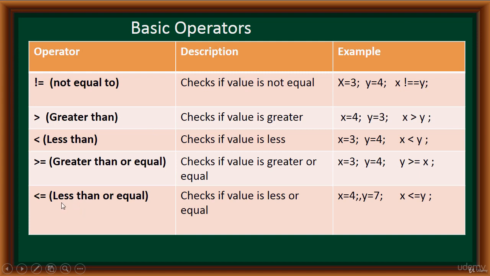This is the reverse. If I want to check if a variable is less than or equal to, I've got a variable x equals 4 and a variable y equals 7. So I can use this to check if x is less than or equal to y.